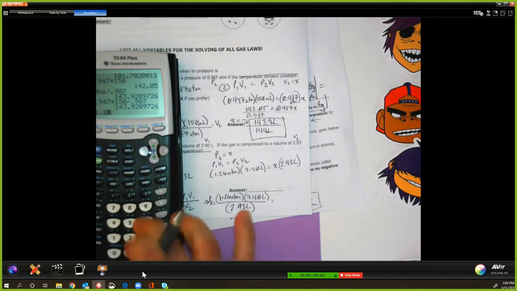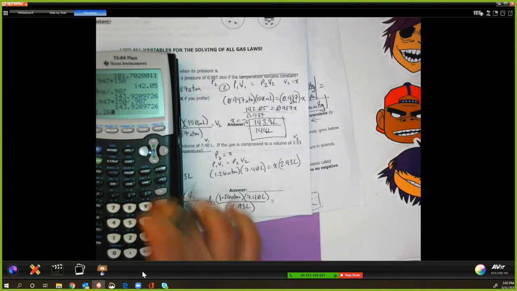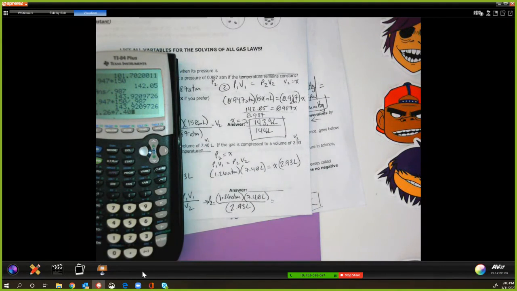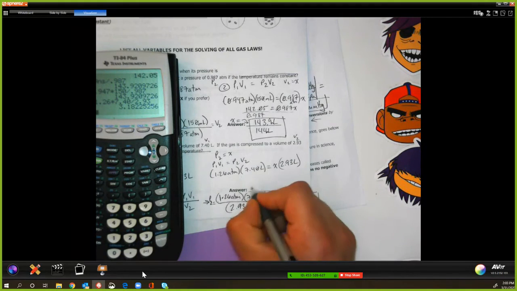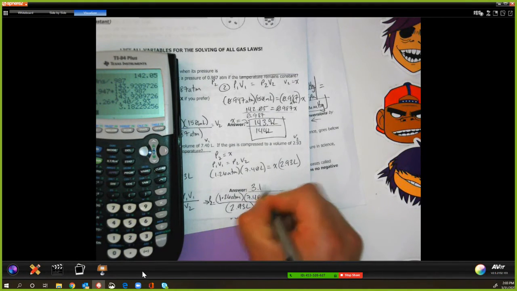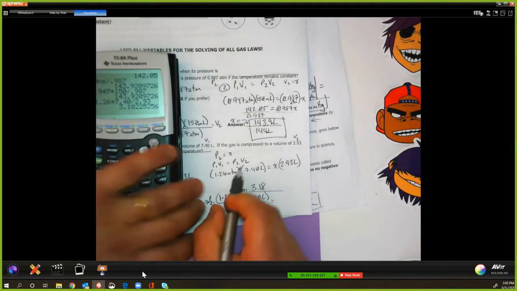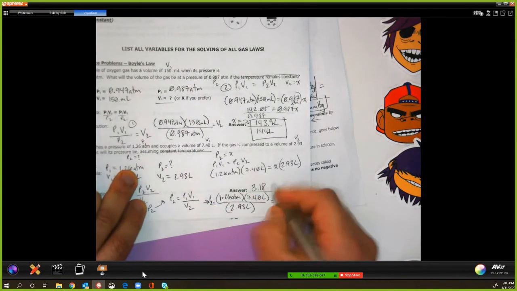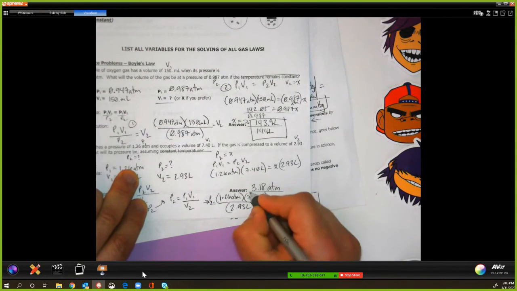So 1.26 times 7.40 divided by 2.93, to 3 sig figs, is 3.18. And we're solving for pressure. What was the unit for pressure? It was atmospheres. Final answer.